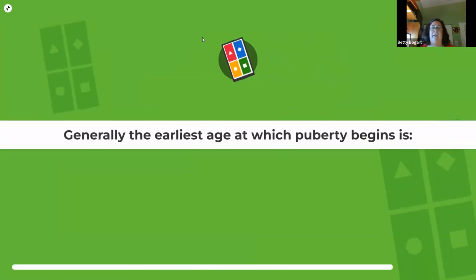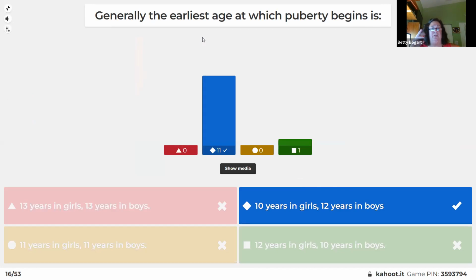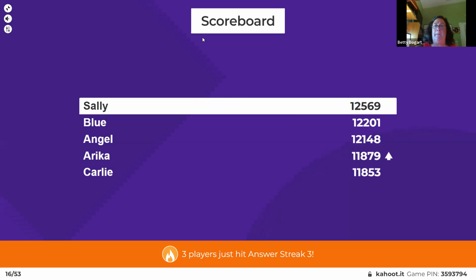Generally, the earliest age at which puberty begins is, and it's a 2 years difference, 10 in girls, 12 in boys, yes.